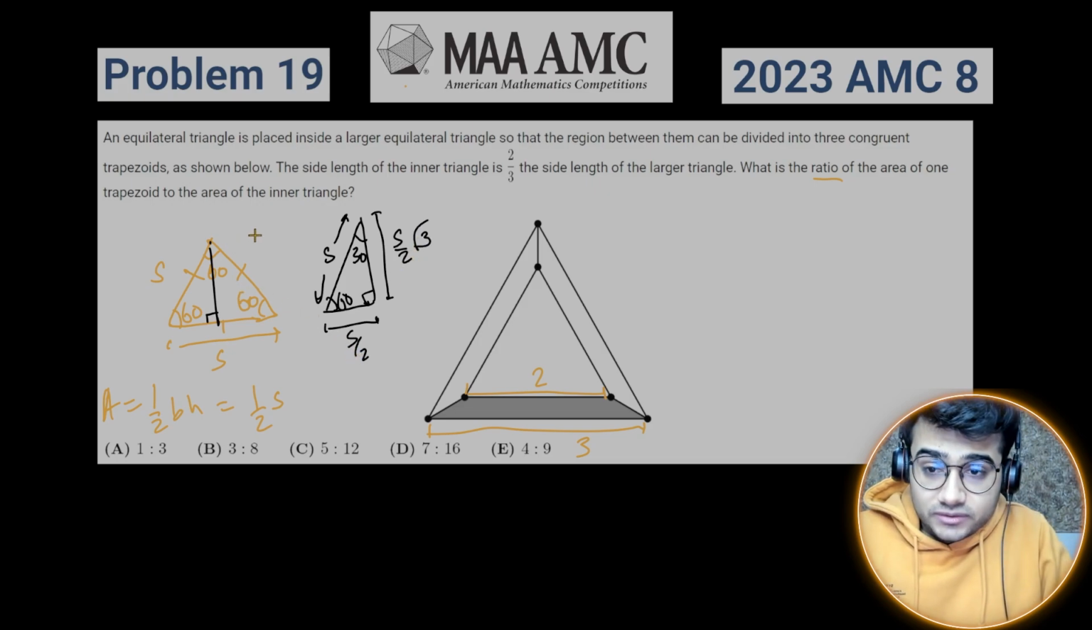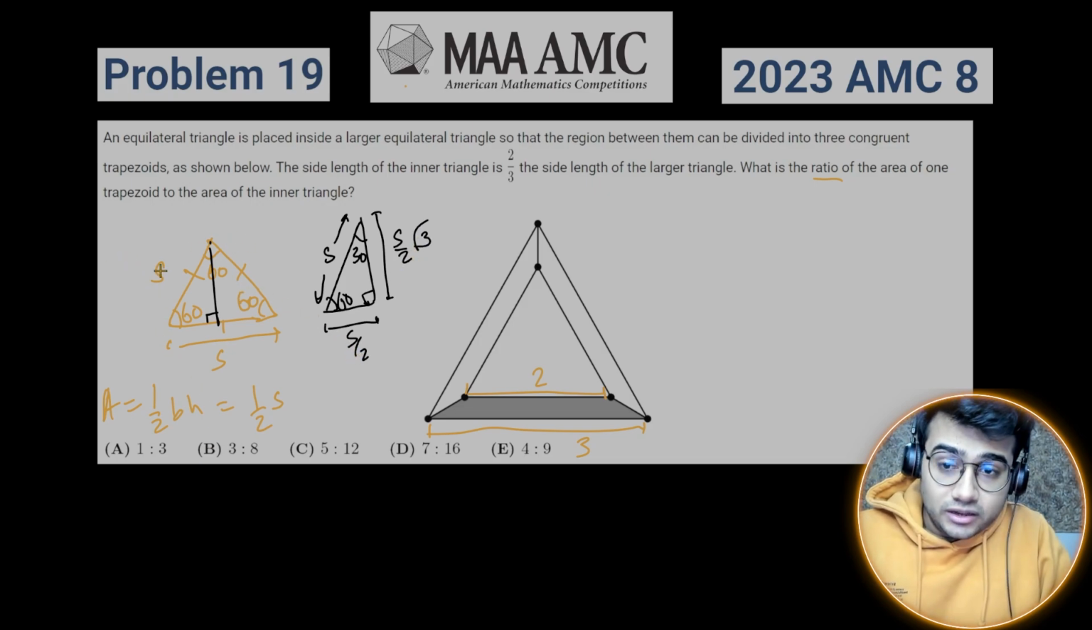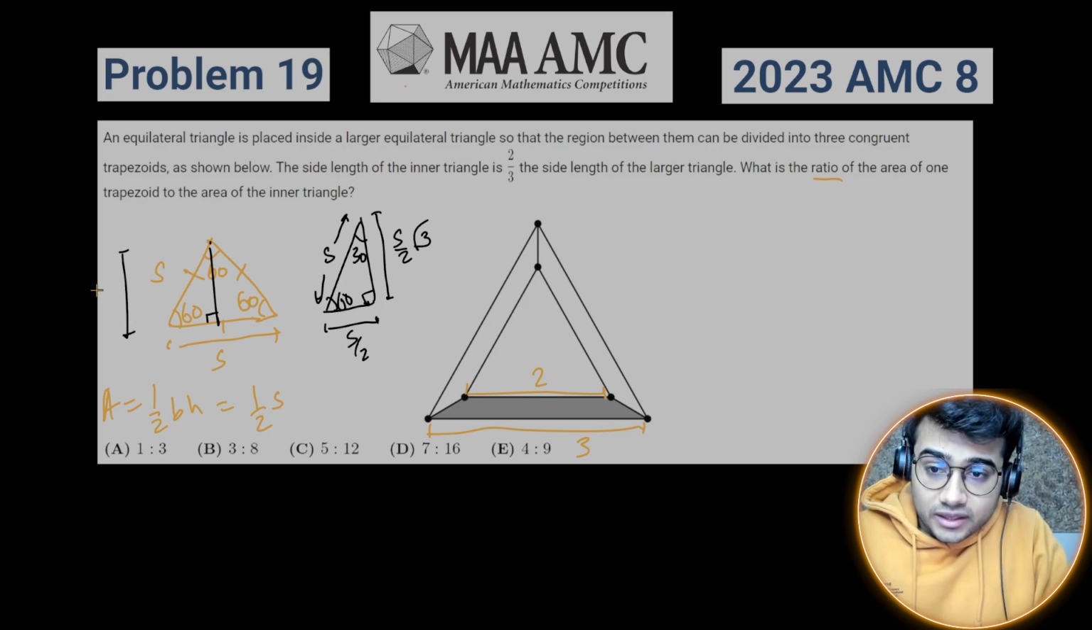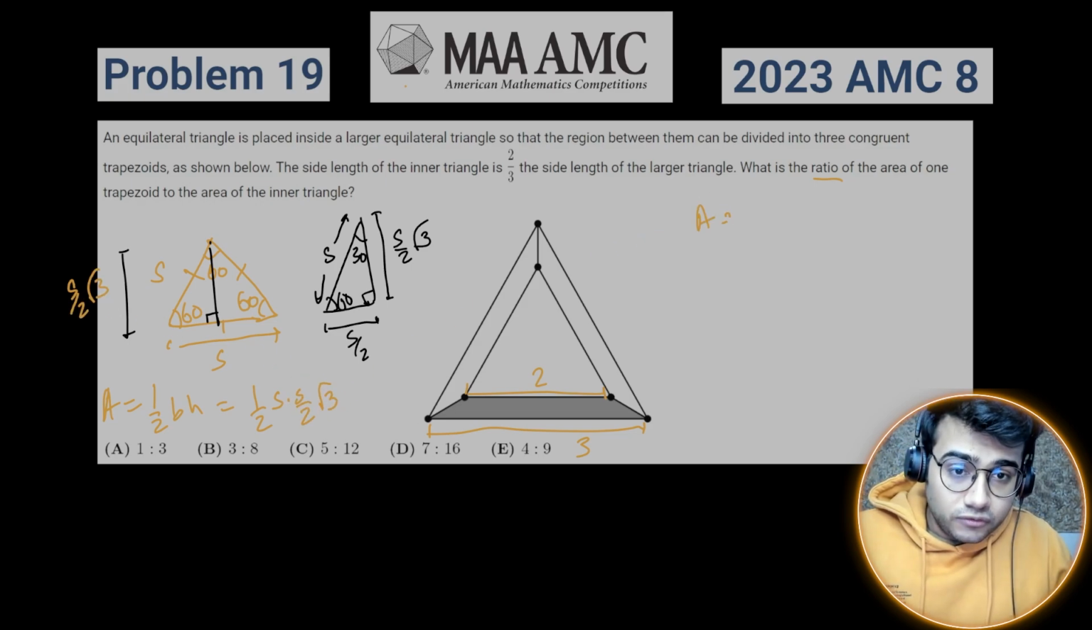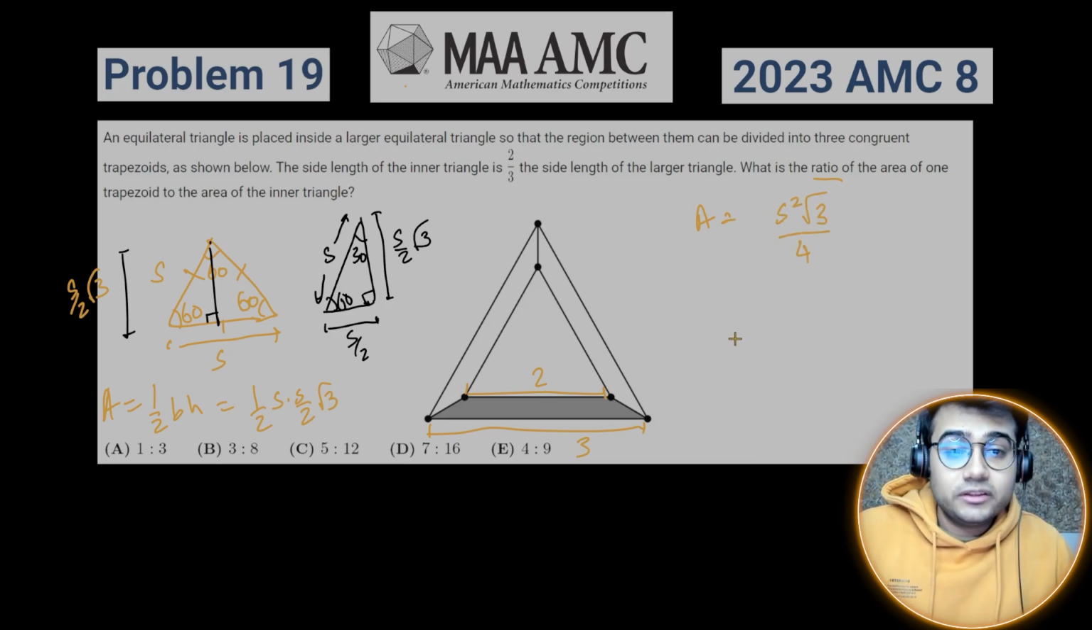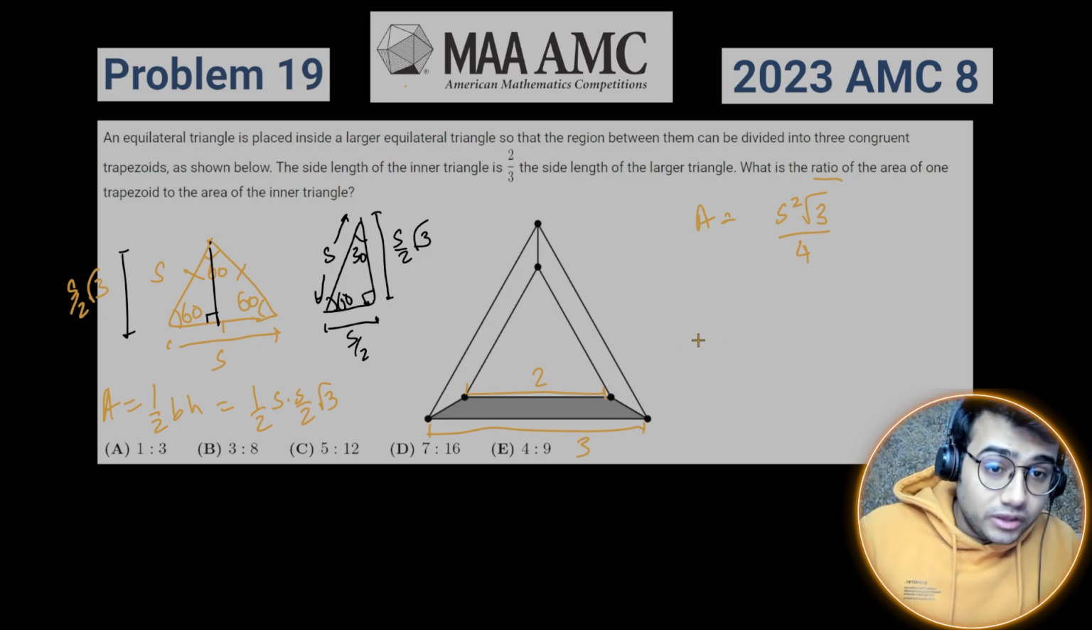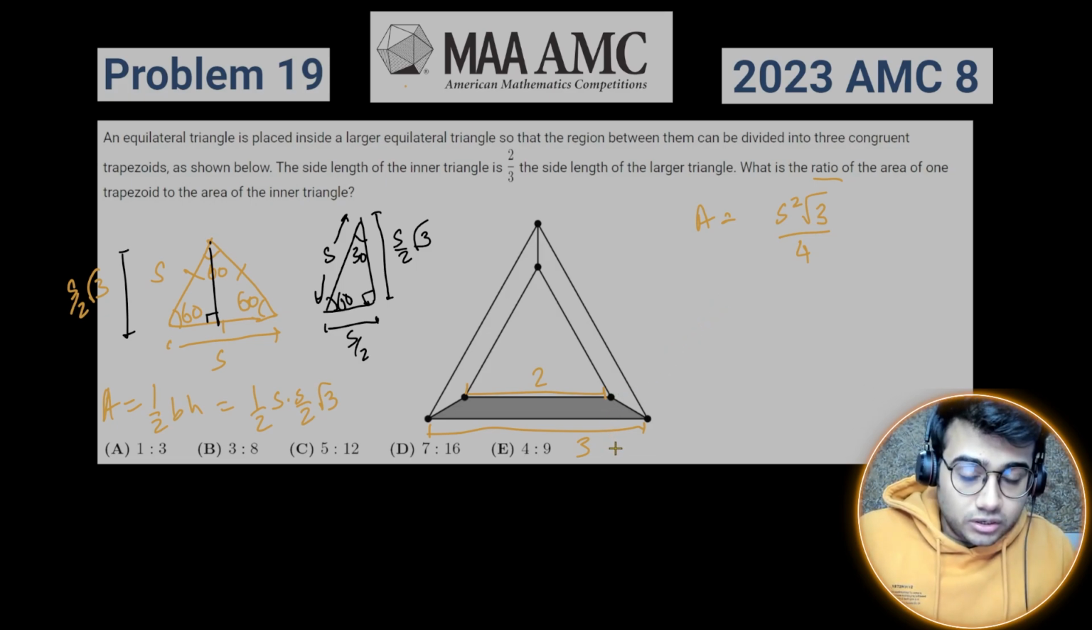Okay, so that means the height of an equilateral triangle with a side length of S is S over 2 square root of 3. Now, we have our formula for the area of an equilateral triangle. And again, of course, since you would already know this on the exam day, you'll be able to just use it directly and find the answer.